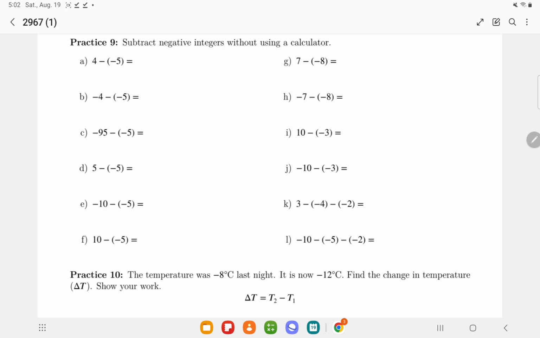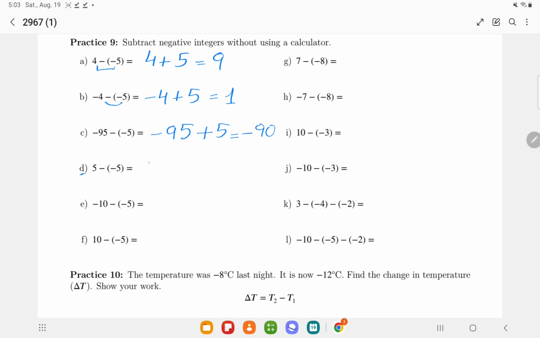Let's go to practice 9. Remember, every time you see minus and negative, you're going to rewrite it as plus positive. Now it's simple. 4 plus 5 is 9. -4 plus 5, we have 5 pluses, 4 minuses, that's 5 minus 4 is 1. Here we have 95 minuses and 5 pluses. We have more minuses, so our answer is -90.